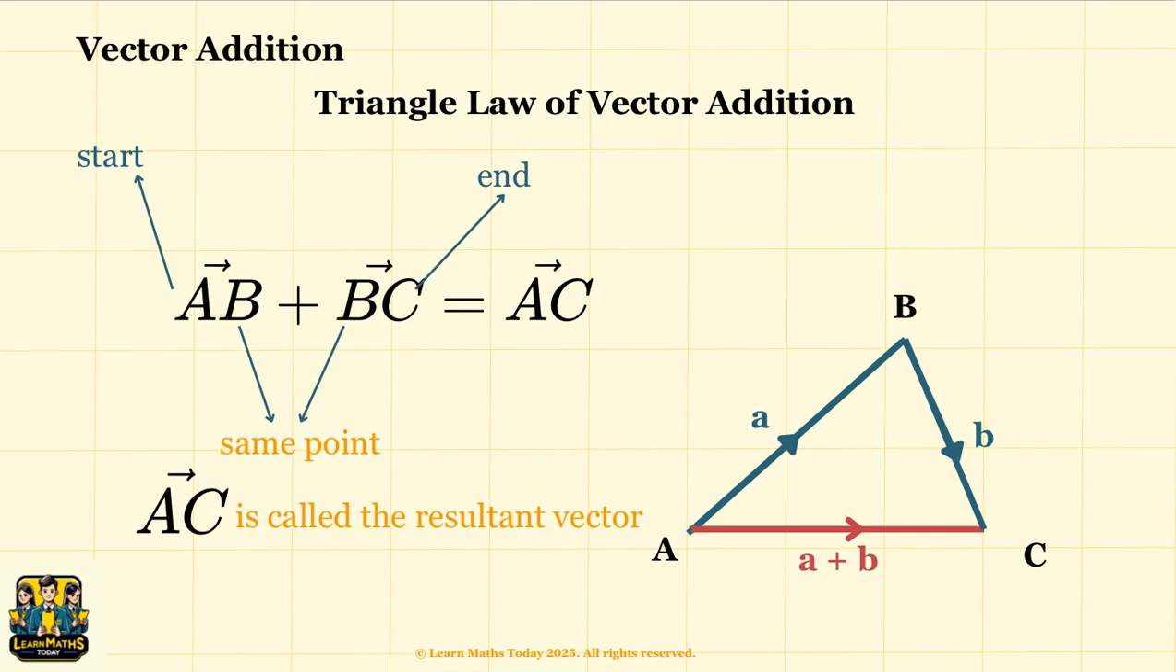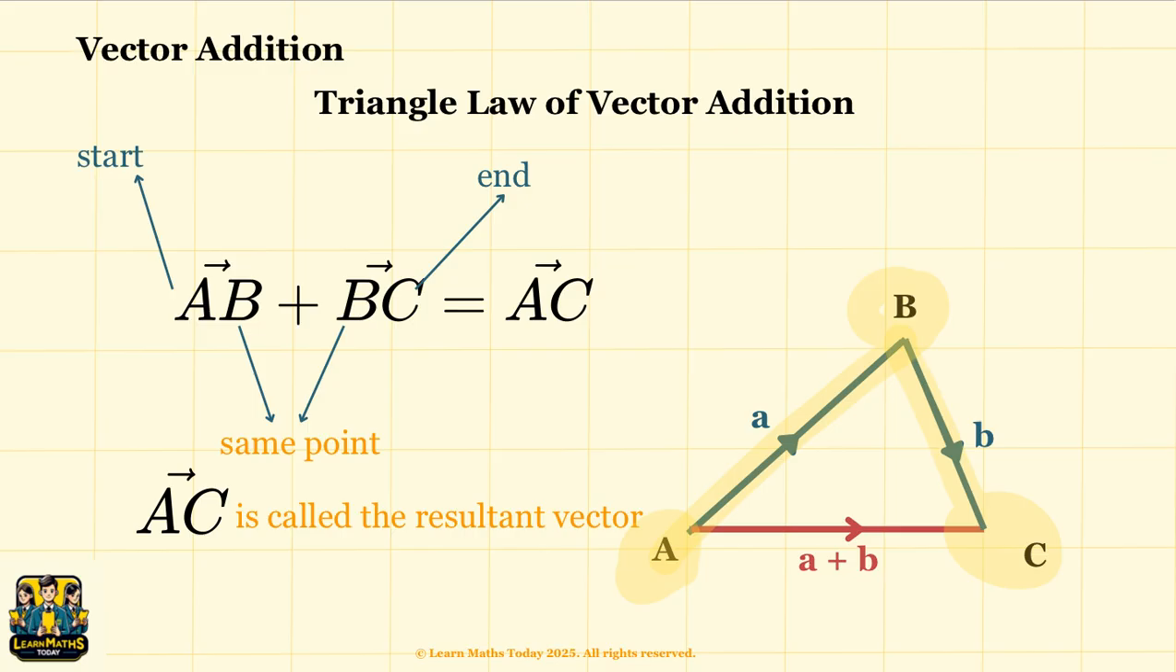Let me explain the triangle law of vector addition. Imagine you're walking, you start at point A and then you go to point B. The movement is called vector AB, or vector A to B. Then from point B, you start walking to point C. That's a second movement, the second vector BC, or vector B to C.